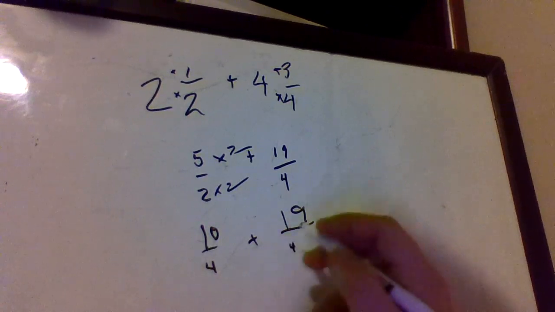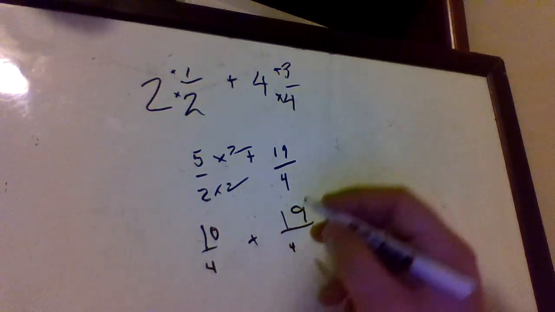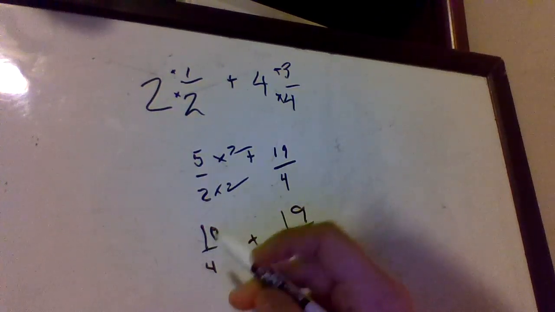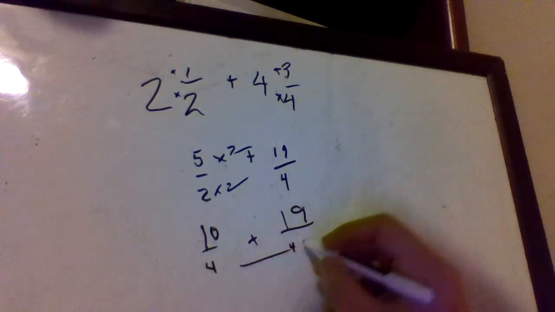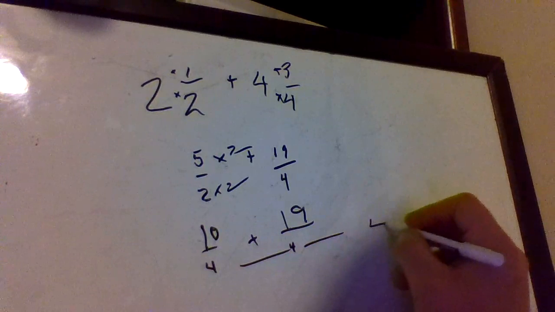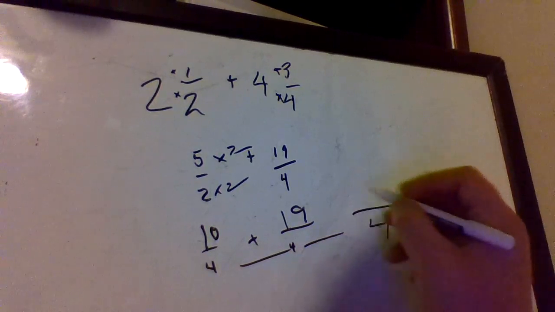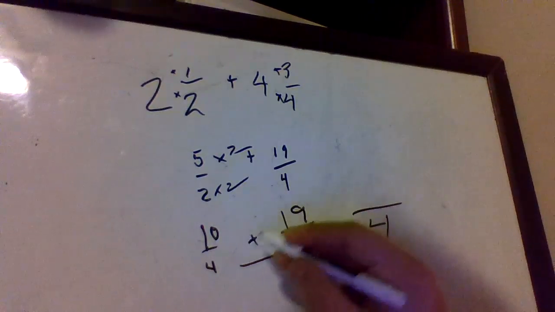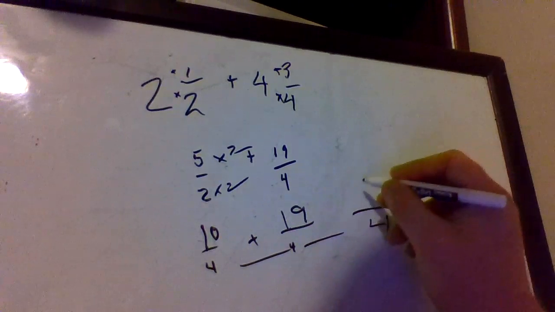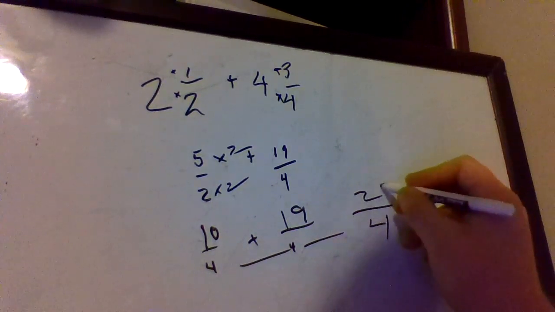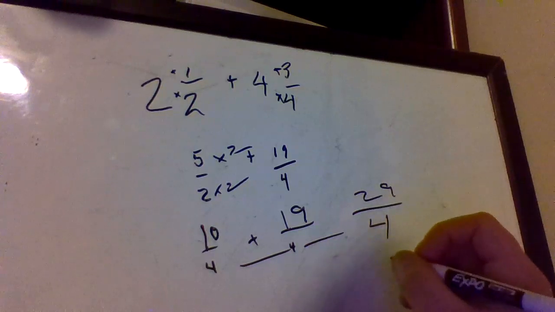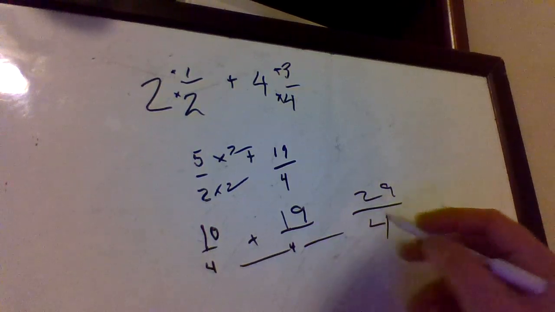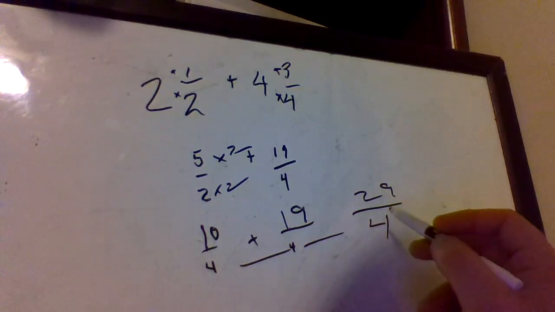Now we have common denominators. And what do we do with the denominator? Right, we bring it straight over. We do not add it. Then we add our numerators. 10 plus 19 is 29. Okay, now we've got an improper fraction.